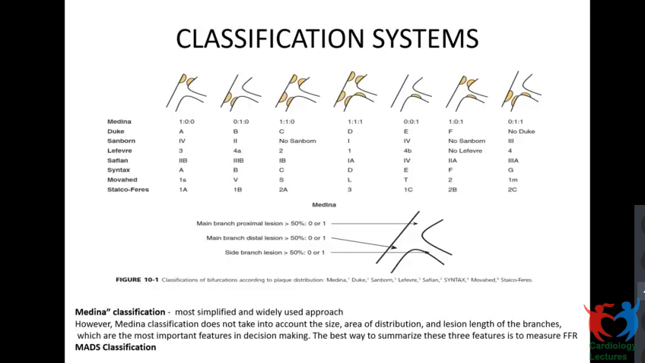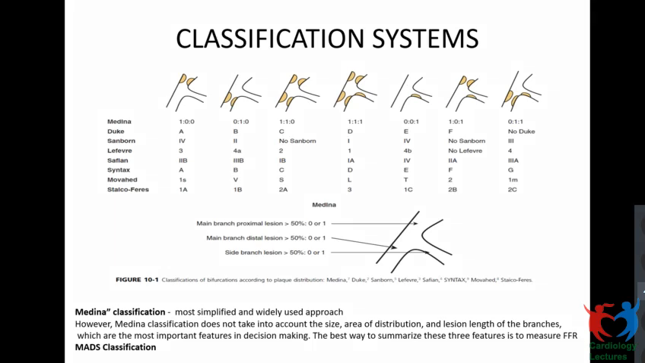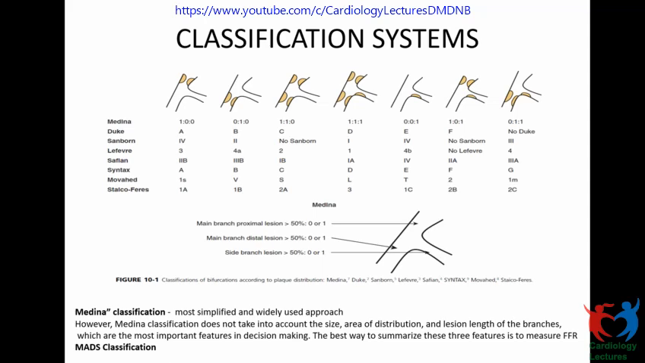So among all the classifications that are present, the Medina classification is still the most simplified and widely used, especially in routine practice. However, this does not take into account the size, the area of distribution, and the lesion length. However, these are most important in decision making. So this can be overcome by summarizing all these features in the form of imaging or in FFR. And of course, the MATS classification, which is based on the stenting process which is involved.